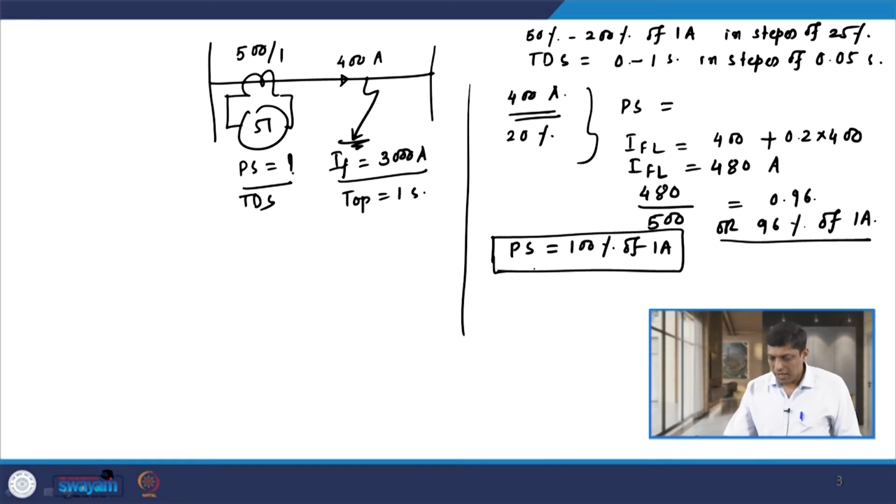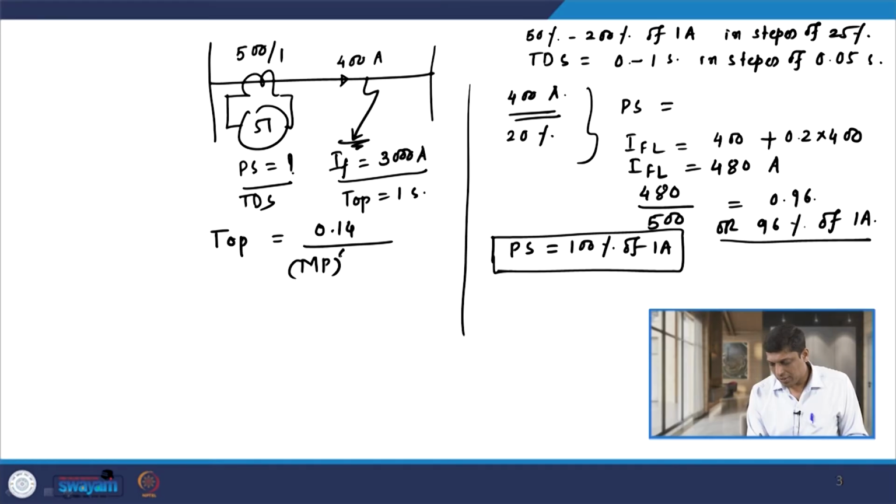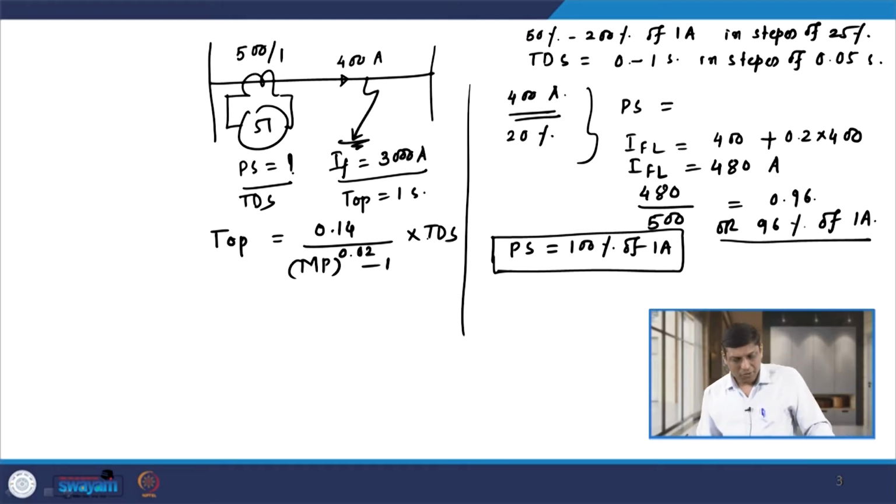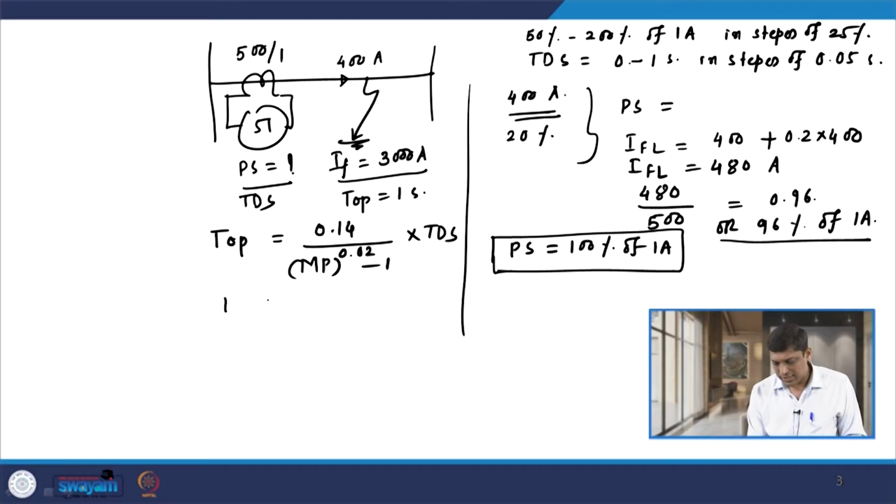Now, with this background, let us find out what the TDS of this relay is. The time of operation of the relay is given by 0.14 divided by the multiple of pickup current raised to 0.02 minus 1, into TDS. Now, for 3000 ampere fault current, the time of operation of the relay is given as 1 second. So, that is 1, and we need to find out the value of TDS.